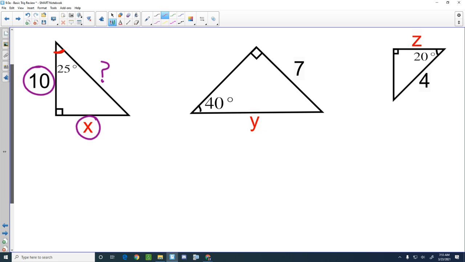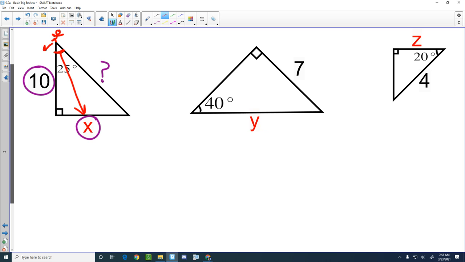And I need to label these two legs, the 10 and the x. Now, one of them is opposite, one of them is adjacent. The easier of those two terms that you're more familiar with is probably opposite. If I'm standing right here, that's me, obviously. Which of those two sides, the x or the 10, is on the opposite side of the triangle from where I'm standing? So if that's me at this 25-degree angle, all the way on the opposite side of the triangle is the x. The 10 is not on the opposite side.